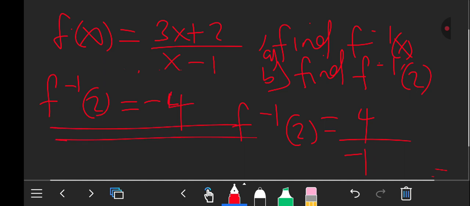So this is where we end, and this is how you find the inverse of a given function. Okay, the inverse of a function.